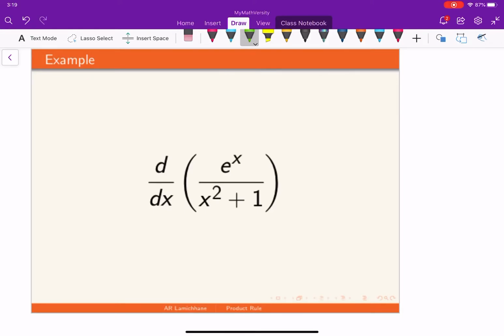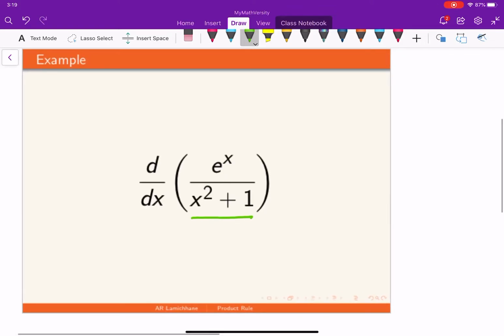Here we have given a function as e to the power x divided by x squared plus 1. So this is the quotient function we have, and our goal is to find the derivative of this function with respect to x. Since this is given in quotient form, let's try to apply the quotient rule to find the derivative of this function. What is the quotient rule, by the way?